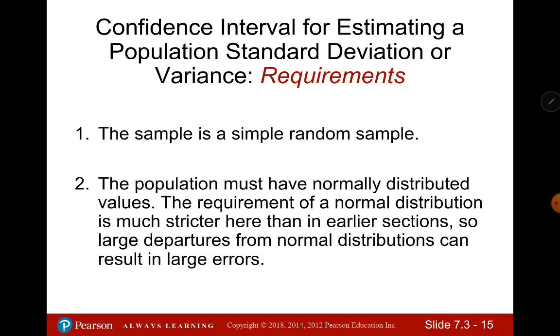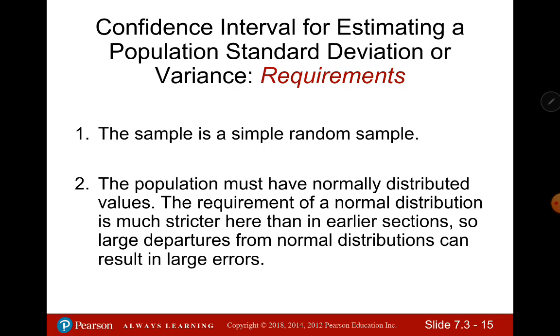So, of course, each time we try to construct the confidence interval, we need to check the requirements, right? No matter whether it is a confidence interval for proportion, for the mean, for the variance, or for the standard deviation. So we quickly go through this part. The sample should be a simple random sample. It should always be a simple random sample.